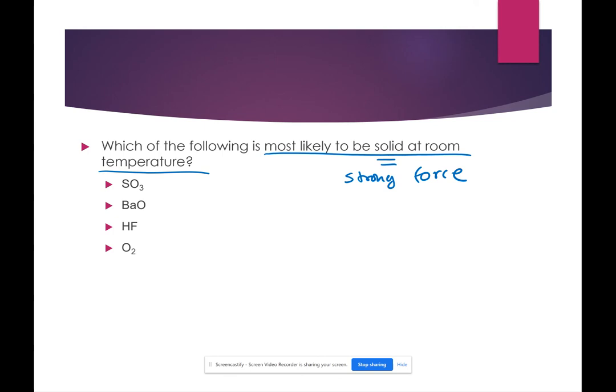SO3 is trigonal planar. It is nonpolar. BaO, that's metal nonmetal. That's actually ionic. HF is very, very strongly polar. And then O2, of course, is nonpolar. So most likely to be solid at room temperature, I'm looking for what is the strongest force. That's the ionic, the BaO. Of course, then followed by the HF, then the SO3, and then the O2.